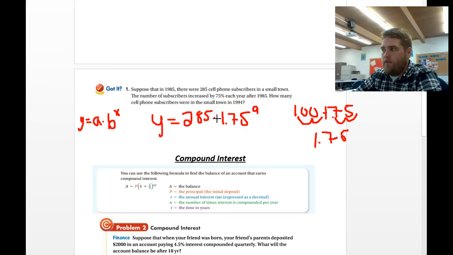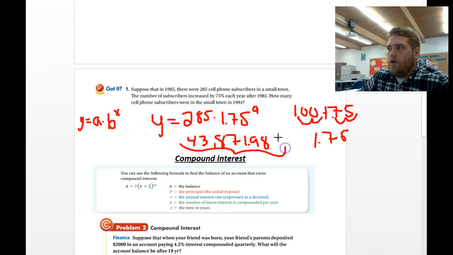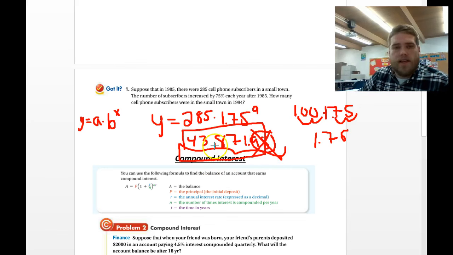285 times 1.75 to the 9th power gives me 43,871.98 subscriptions. Let's talk about this. Can I have 0.98 of a cell phone subscription? No, I can't. You either have one or you don't. So we're just going to knock that off, and my final answer is 43,871 cell phone subscriptions.